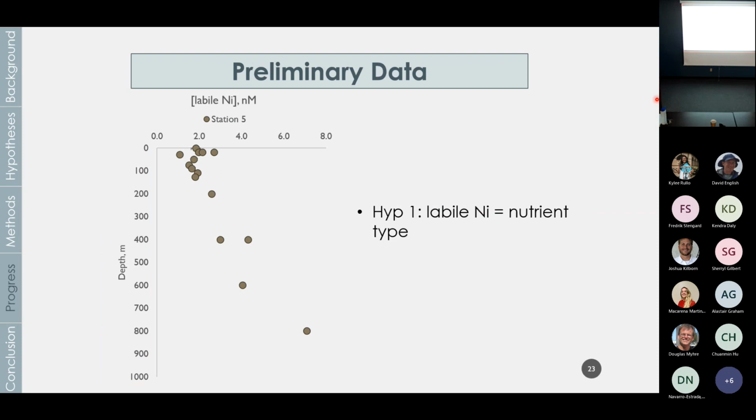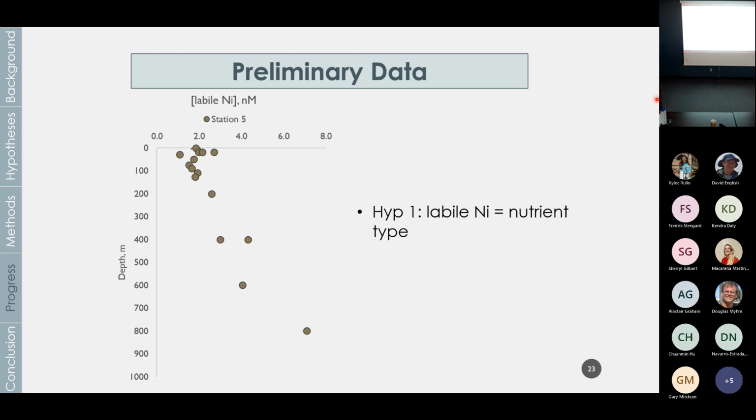This is some of my preliminary data. Again, this is a depth profile, so we have depth in meters on the y-axis and labile nickel concentrations in nanomolar on the x. And this is my data from station 5, which is the oligotrophic gyre system.